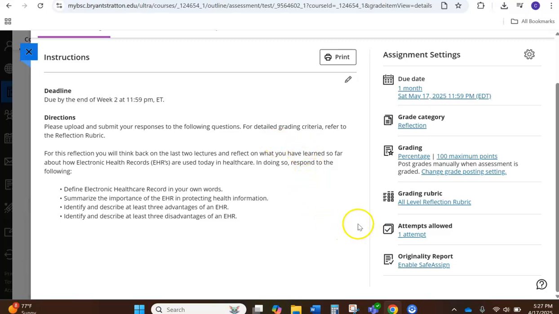All right, and your reflection this week is define electronic health records in your own words. Okay, summarize the importance of electronic health records in protecting health information. Identify and describe at least 3 advantages and then 3 disadvantages. And make sure that you're looking at the rubric, okay, to make sure that you hit each of the points and you don't get any points taken off.